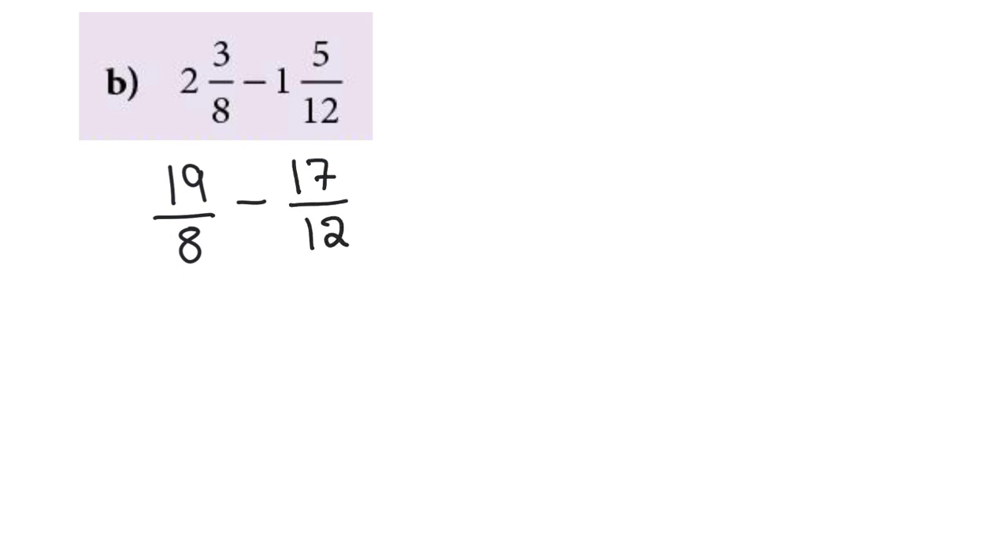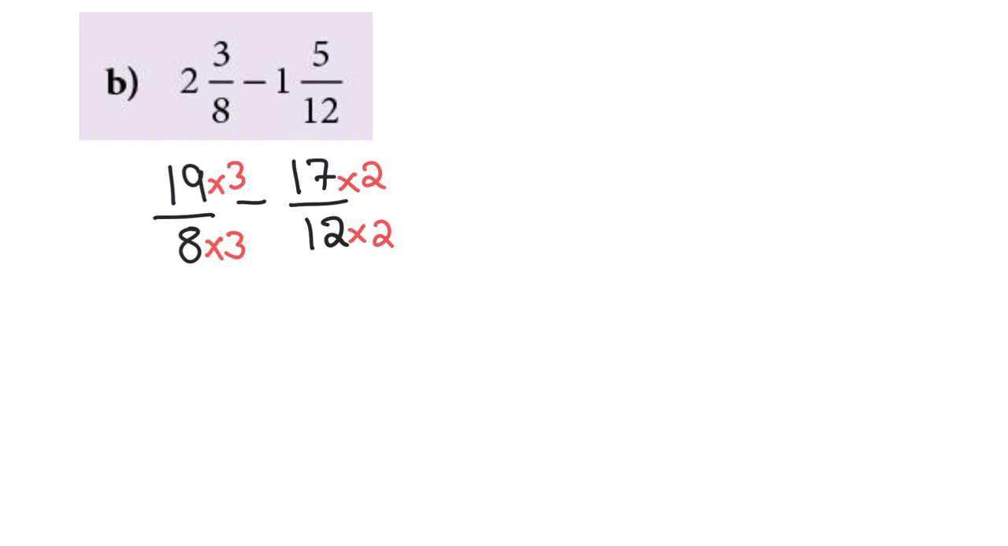Now the question is, are the denominators equal? No. So we have to make them equal. And how do we make the denominators equal? By finding the least common multiple of these denominators, 8 and 12. What is the least common multiple of 8 and 12? 24. So I can multiply this fraction by 3 in order to get the denominator as 24, and I can multiply this fraction by 2 in order to get the denominator as 24.